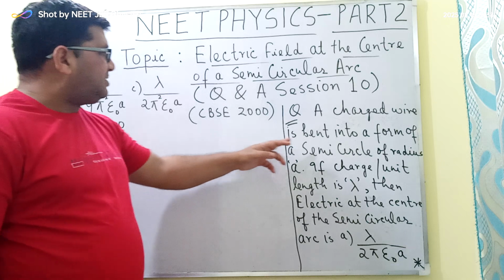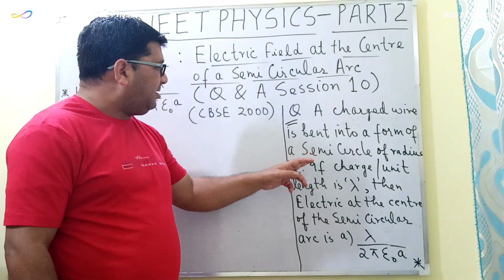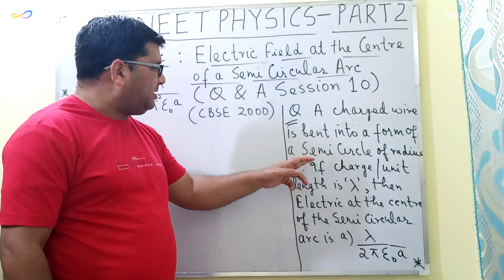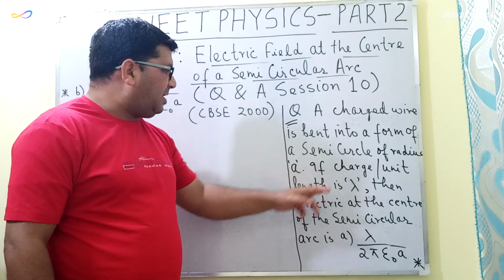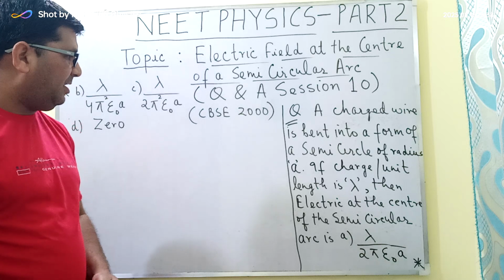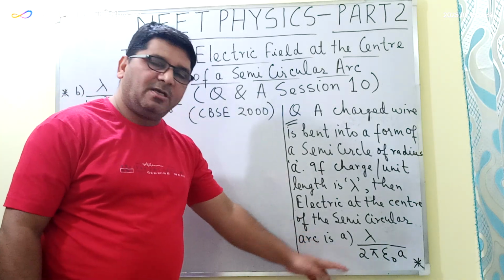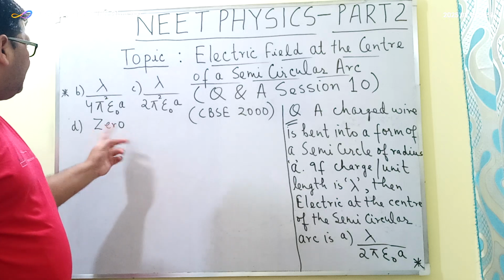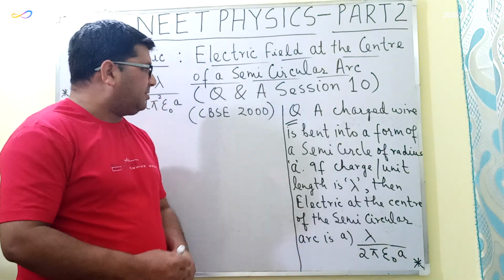So the question here is: a charged wire is bent into the form of a semicircle of radius A. If the charge per unit length is lambda, then the electrical field at the center of the semicircular arc is. So four options are given here and we have to find the correct option.